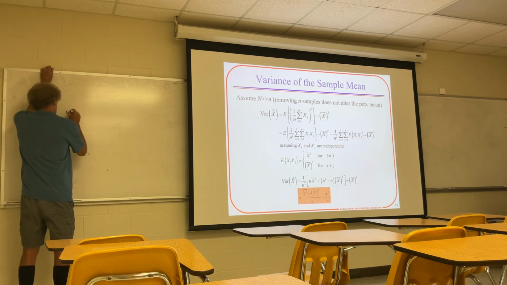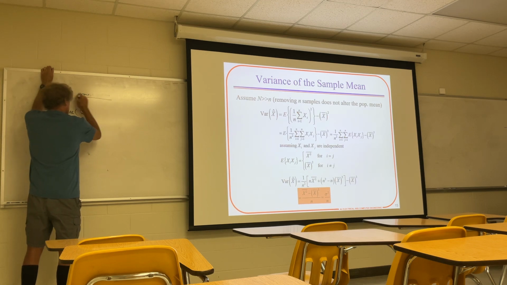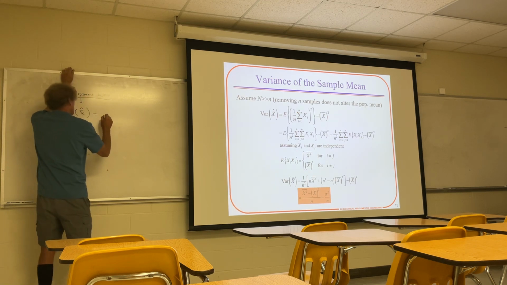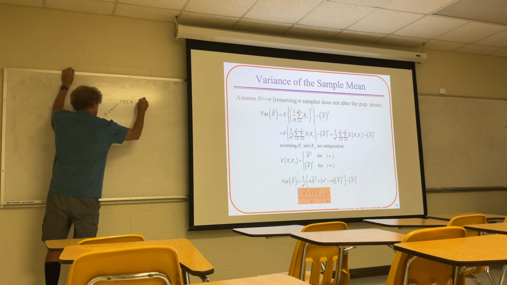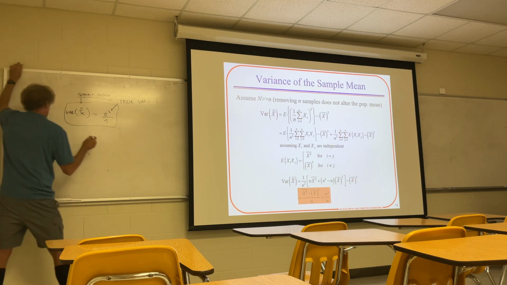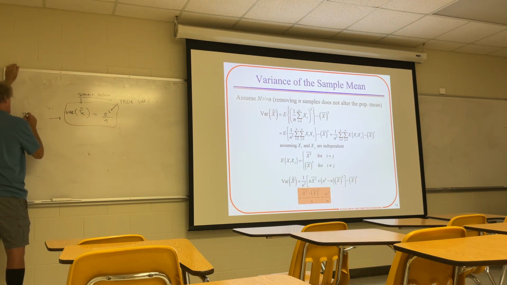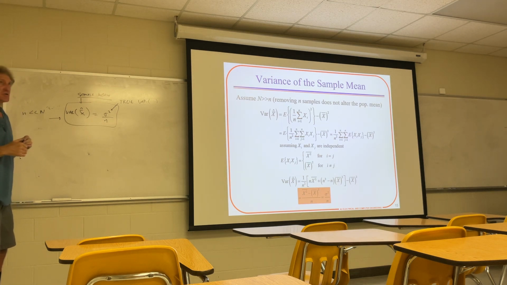Remember, now this is the sample's mean. The variance of the sample mean is equal to sigma squared, the true variance, over n. And this is true for n much, much less than capital N. What it means is you're sampling a small portion of the total number.